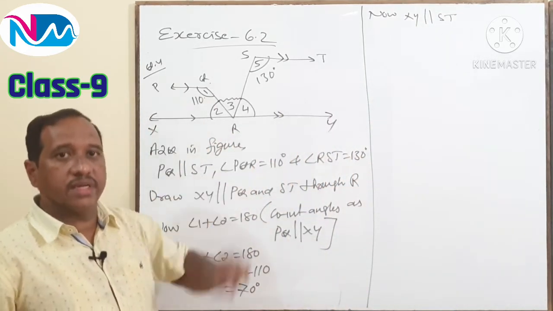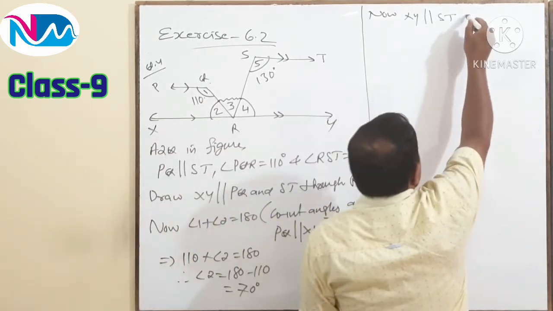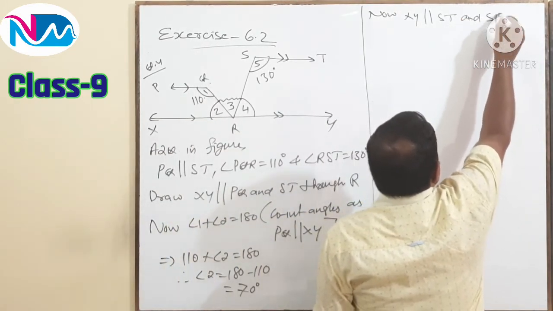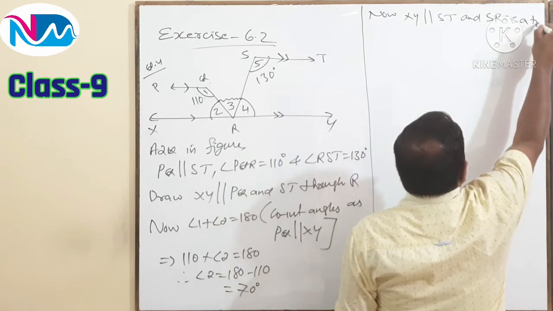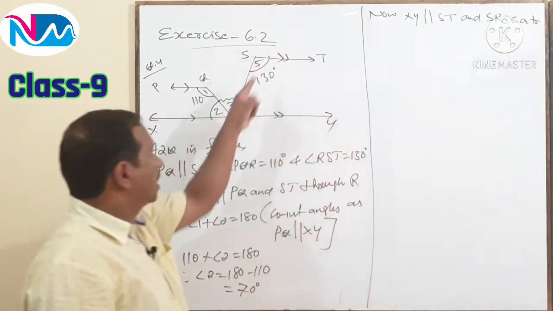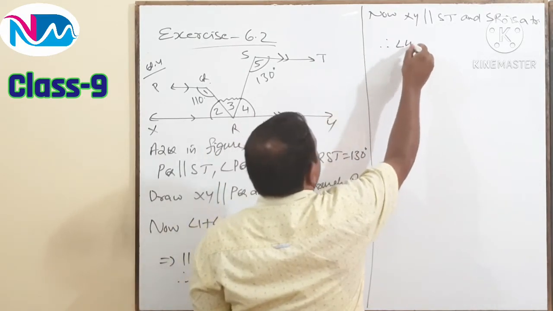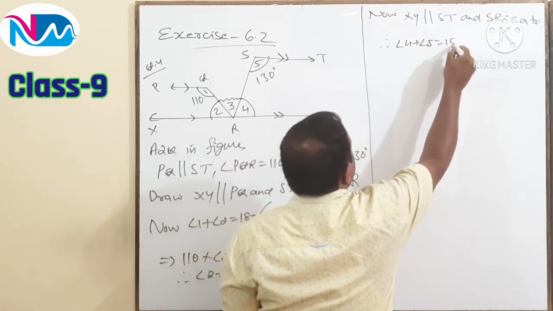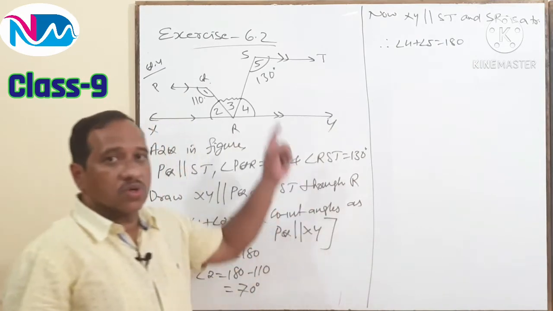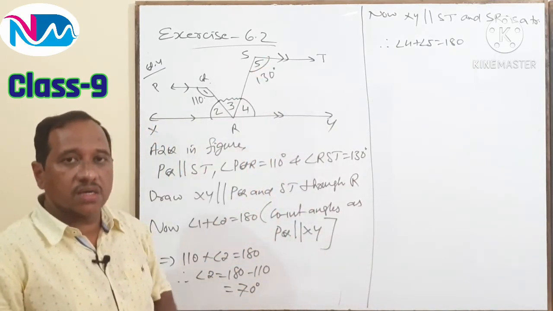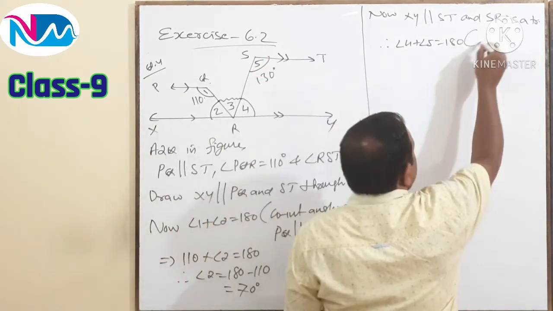XY is parallel to ST, and here SR is a transversal. Therefore, we can write angle 4 plus angle 5 is equal to 180 because angle 4 and angle 5 are co-interior angles.